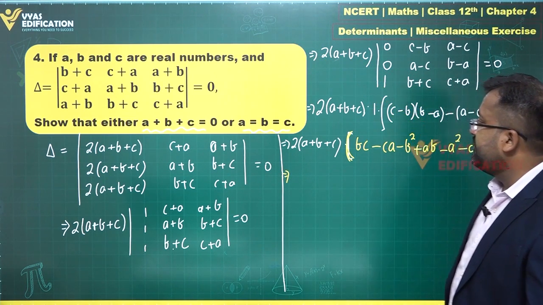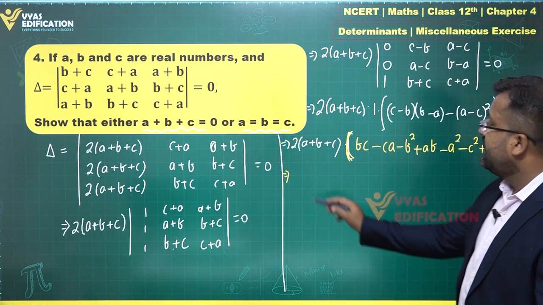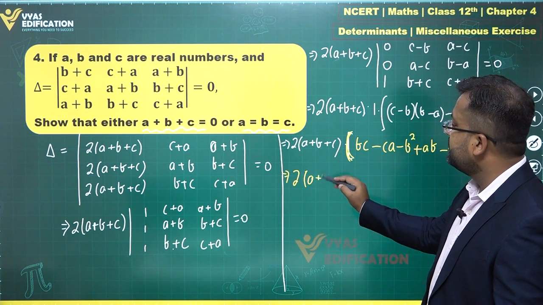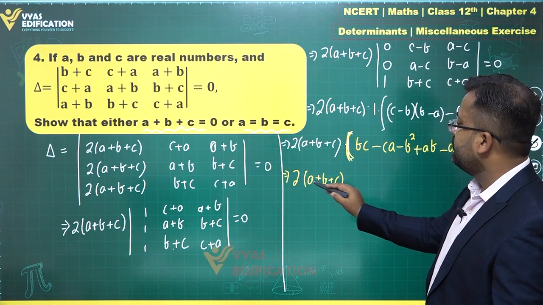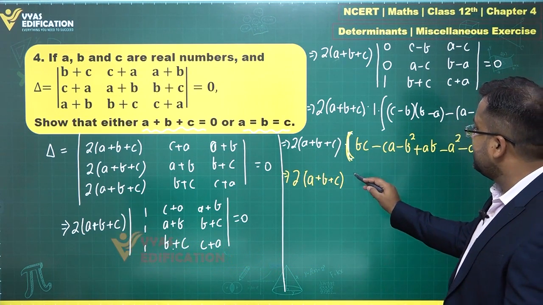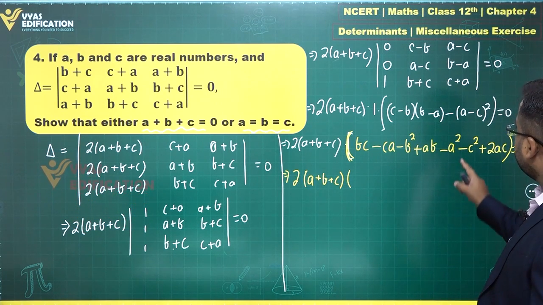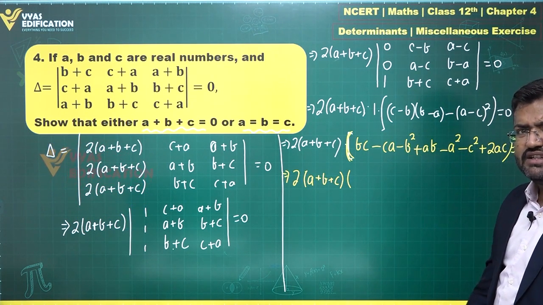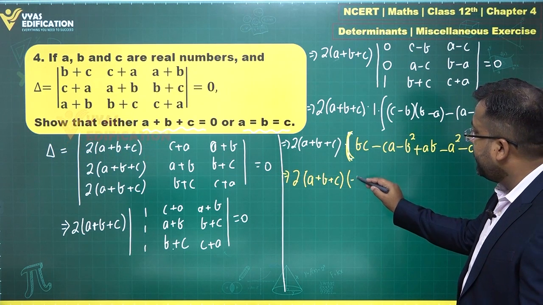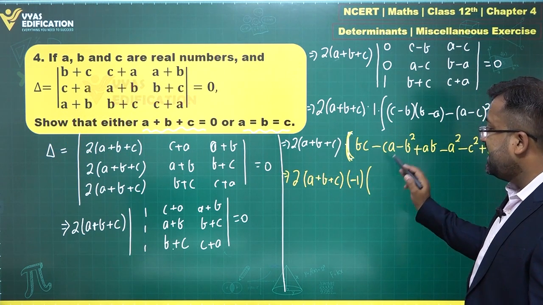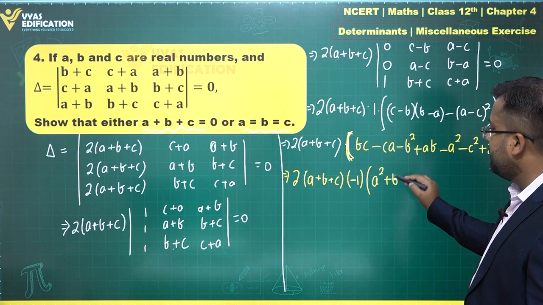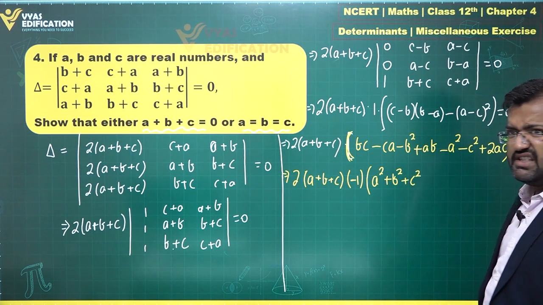Next, this is 2 times A plus B plus C, which is okay. That's not an issue. What is this bracket equal to? Can you please observe that A square, C square and B square have a minus in front of them. Let's take out a minus common first of all, and let's observe the remaining bracket. A square plus B square plus C square will come with the plus, right?